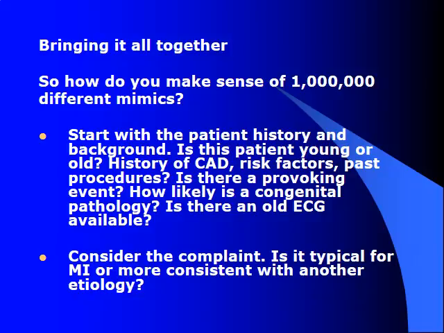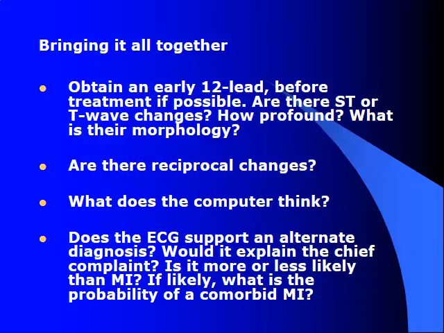Then we're going to consider our complaint. Is this typical for an MI, or would it be more consistent with some other type of etiology? We're going to obtain an early 12 lead, and like we've already mentioned several times, we want to do that before treatment if it's possible. We look for ST and T wave changes and look at how profound they are. What is their morphology? Do we have reciprocal changes? Does the computer agree with our findings?